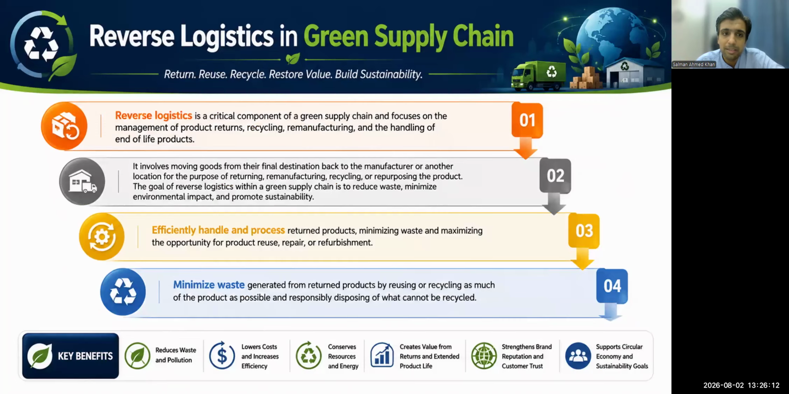Now, reverse logistics in the supply chain is a critical component of green supply chain management and focuses on the management of product returns, recycling, remanufacturing, and the handling of end-of-life products. It basically involves moving goods from their final destination back to the manufacturer or another location for the purpose of returning and remanufacturing the product. The goal of reverse logistics within the green supply chain is to reduce waste, minimize environmental impact, and promote sustainability.